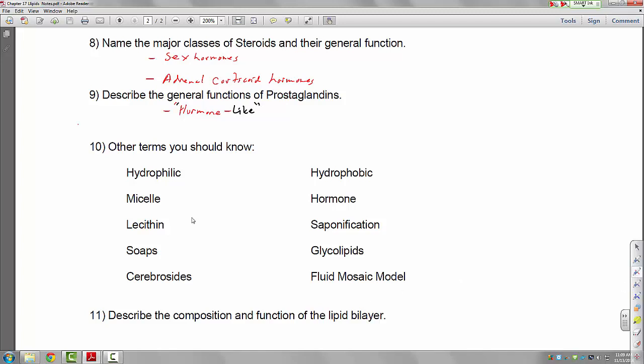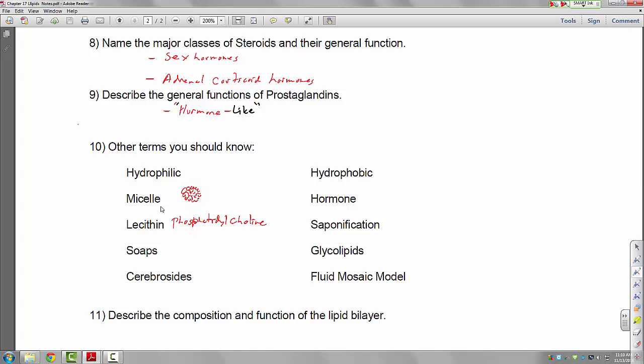You should know these other terms. Hydrophilic, water-loving. A micelle, you can draw yourself a picture if that helps. Got the polar head groups of the fatty acids here, and their little hydrophobic tails going on the inside. So there's a fatty acid micelle. Lecithin is a phosphoglyceride that contains choline, so it's a phosphatidyl choline. By the way, it's also found in a lot of foods and in non-stick cooking spray.